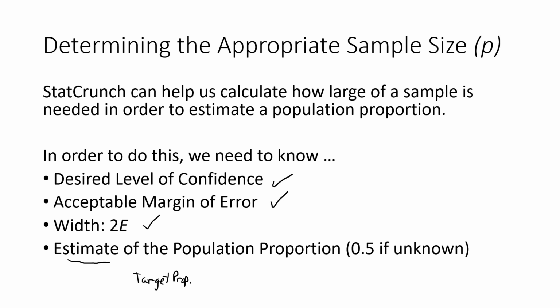Now, often we won't have such an estimate because, well, we're trying to estimate that already. If you do know that estimate, it can reduce the sample size that you need to take. If that number is unknown, use 0.5. That will maximize the sample size, and the error that we make is by sampling too many, which is a better mistake than sampling too few.